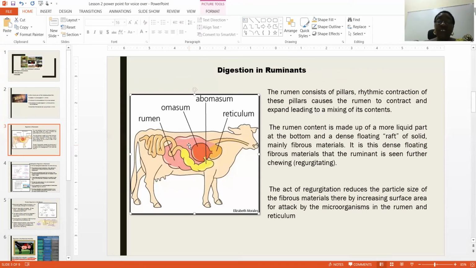I'm sure you have all noticed that as you see sheep, goats, or cattle resting, you will see them chewing something. It is actually referred to as regurgitation, and it is this dense layer that they normally regurgitate back to the mouth and chew properly. The act of regurgitation actually helps in reducing particle size of these materials in the rumen and also increases surface area that bacteria can actually attach to and enhance the digestion process.